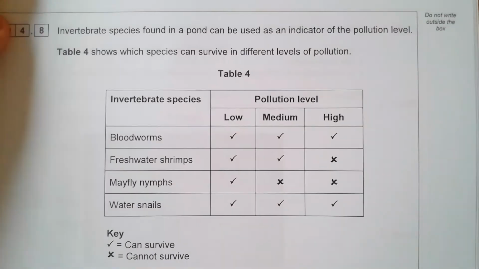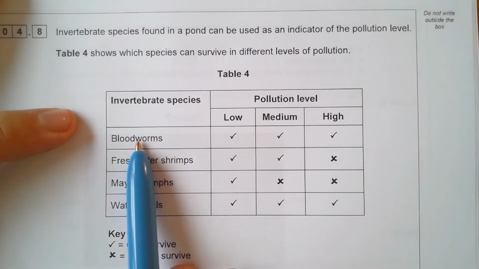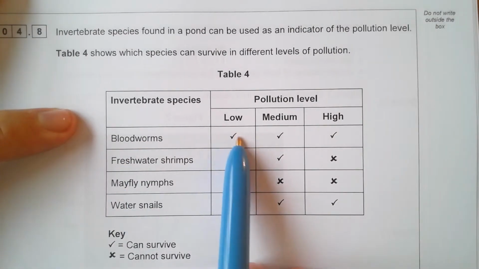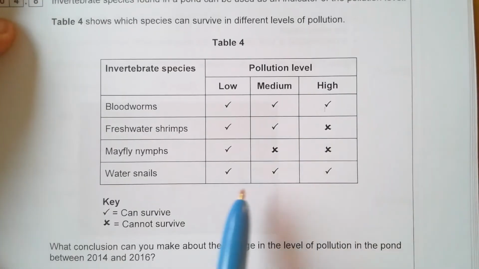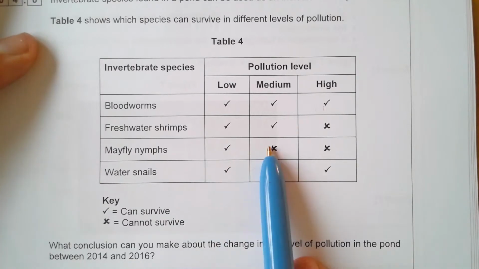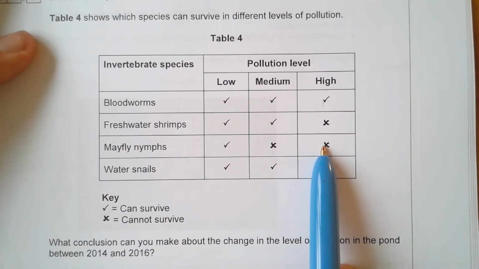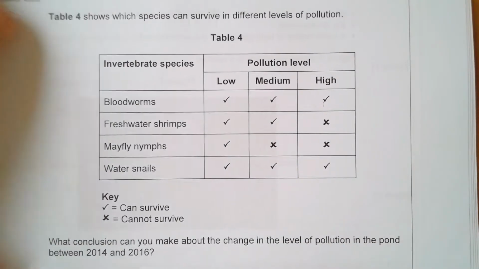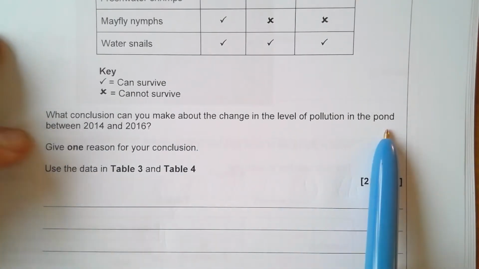Invertebrate species found in a pond can be used as an indicator for pollution level. So if we look here, bloodworms, they're fine in low pollution, medium and high, so they're not very good as an indicator species. Whereas if we look at mayfly nymphs, they're fine in low pollution, but medium pollution and high pollution, they can't survive. So if you find water with no mayflies, then that's probably a good indicator that it's polluted.